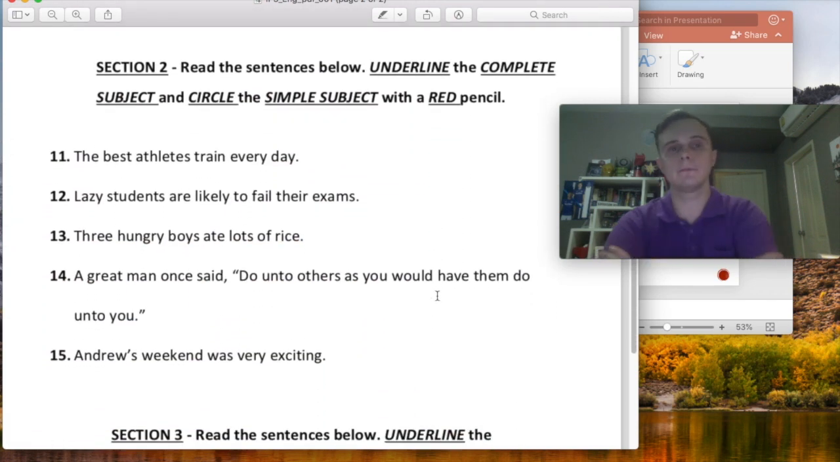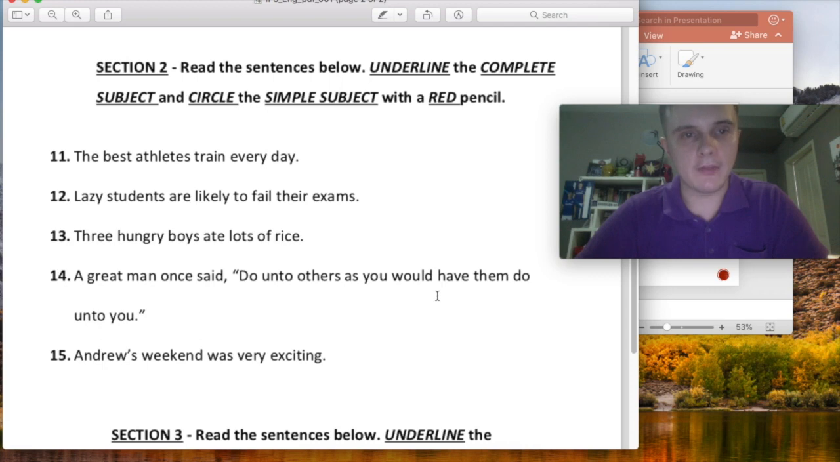Section 2, you read those sentences, and I want you to get a red pencil or a red pen. I want you to underline the complete subject with your red pencil, and then circle the simple subject. So we'll do this together. The best athletes train every day. What is the subject of that sentence? The complete subject of that sentence.